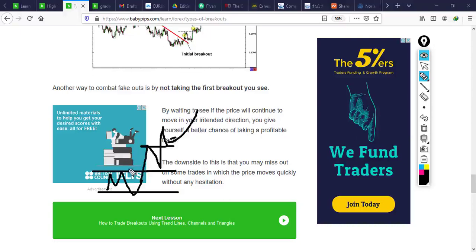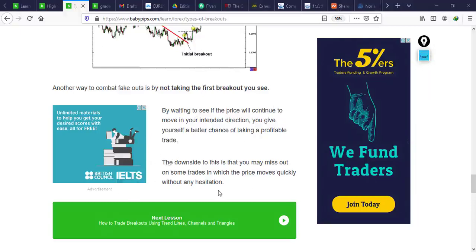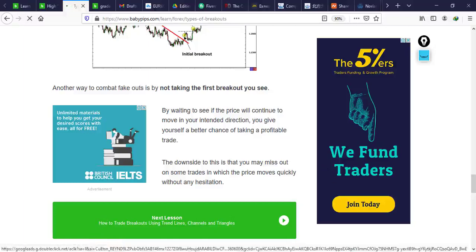Or if you are so smart and professional, once price breaks out of this consolidation level right here and is coming back down to this consolidation level, you can enter your trade here and ride it up. So this is the way to enter and trade breakouts. The downside to this is that you may miss out on some trades in which the price moves quickly without any hesitation of coming back for a retest. So now we'll go to the next lesson, how to trade breakouts using trend lines, channels and triangles.